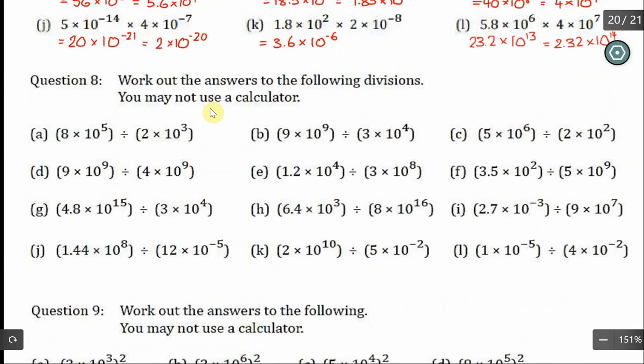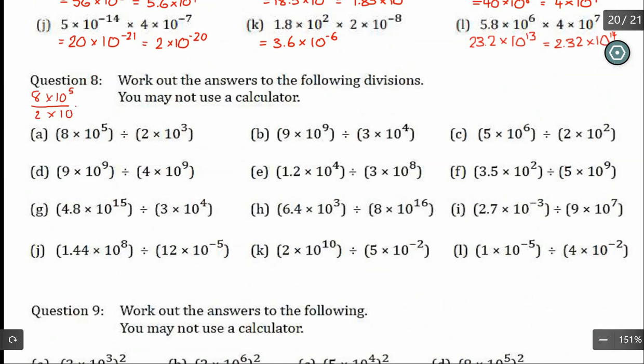Okay, 8. Very much similar. The only difference is here we are dividing. We're going to do this a very similar way. I'm going to use this space up here to show you how to do this first one. I like to write most divisions as fractions. I find it enables you to see things a bit better.